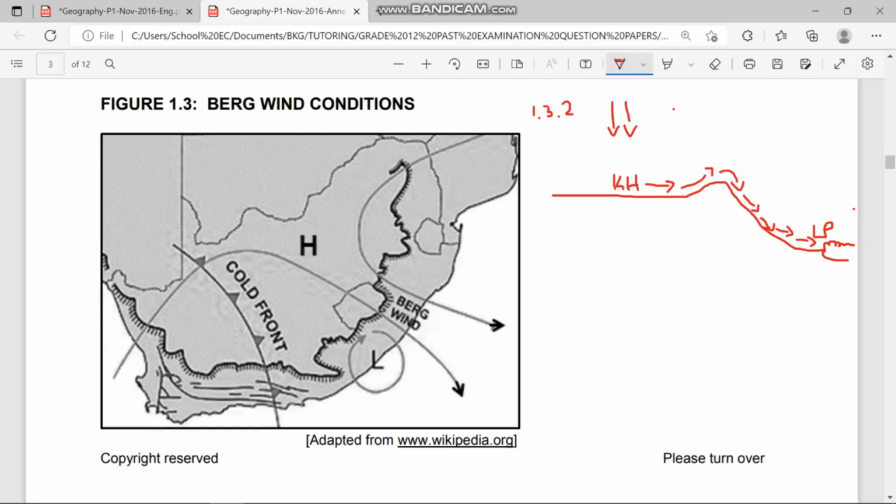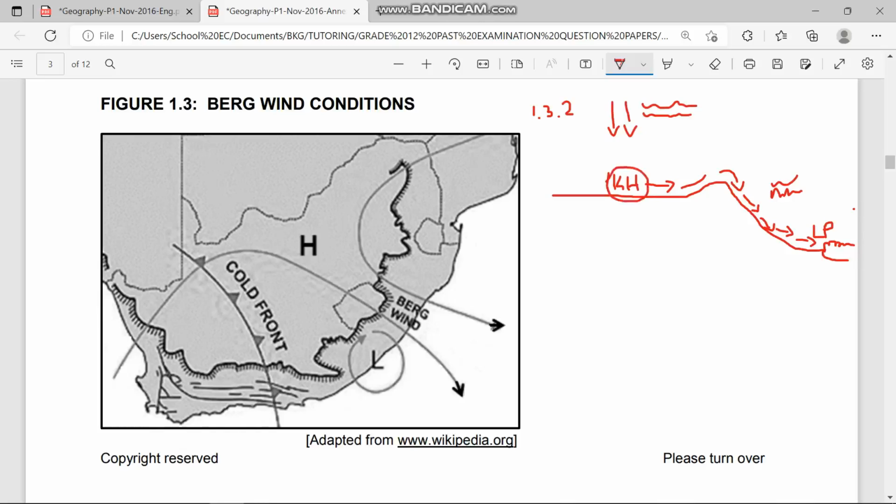So it heats adiabatically with the lapse rate of 1 degree Celsius. You must write this, and also write the description of this air. This is subsiding air from the upper atmosphere, subsiding air that is going to cause the high pressure, and your Kalahari High, which is your high pressure, is present there.